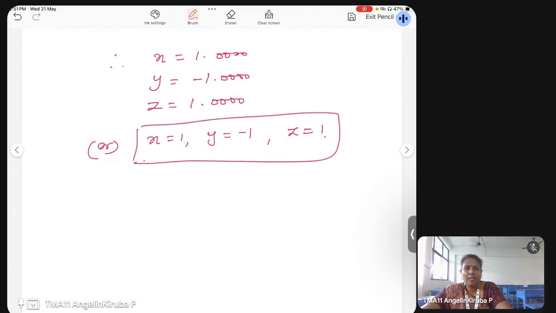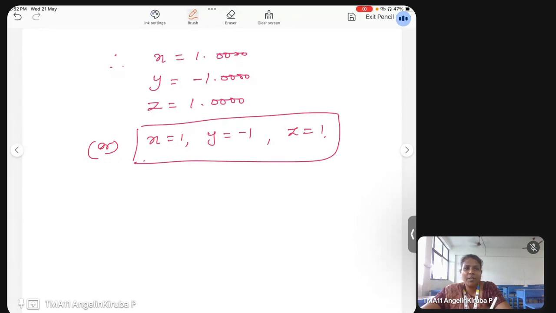Okay. So in this video, we have seen two methods under indirect methods or iterative methods. Okay. So one is Gauss Seidel, another one is Gauss Jacobi. So Seidel, what we used to do?